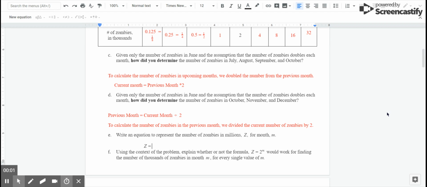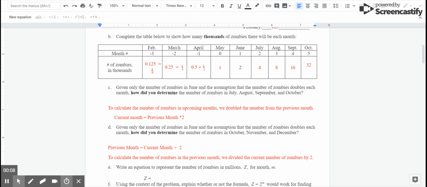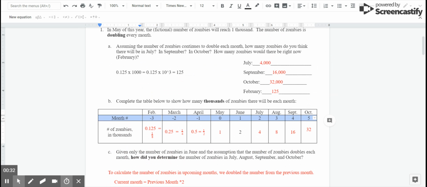Part E asks us to write an equation to represent the number of zombies in millions, Z, for month M. So let's look at this table to try to help us. What we're looking for is how do I go from the month to the number of zombies, right? We've figured out for parts C and D how we move left and right on this table, but how do I go from the month number directly to the number of zombies without thinking about the previous number or the next number? All right, so let's think about our powers here.